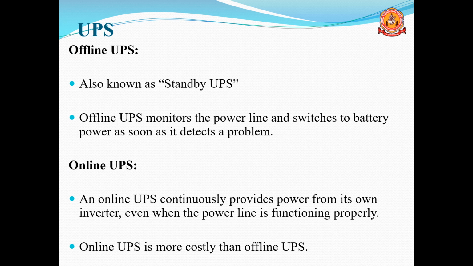The next one is online UPS. The online UPS continuously provides supply from the inverter. If you use an online UPS, it is always supplying power from the battery. This is not the case with offline, which does not always supply from the battery. When power is there, it takes AC directly, and whenever power goes off, it supplies power from the battery. Online UPS is more costly than offline UPS. These are the different types of UPS.